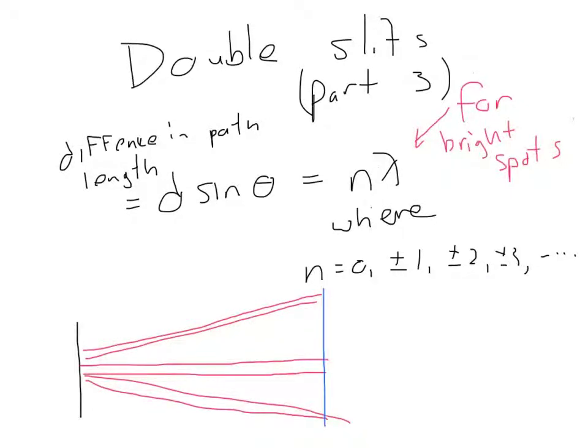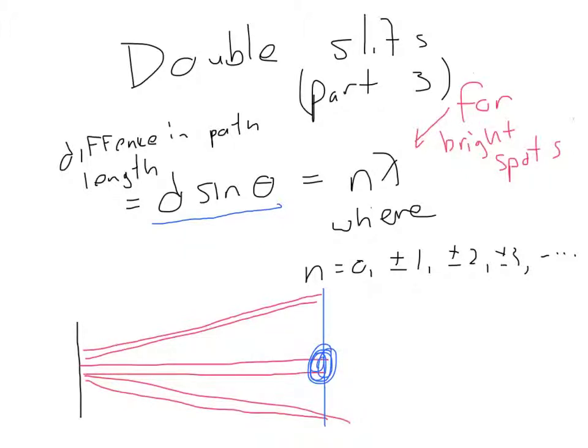Okay, this is the final video on double slit interference or double slit diffraction patterns. And what we ended up with on the last video, we came up with the relationship that the difference in path length, which we calculated to be d sine theta, where d is the spacing between the slits, and theta is the angle that the light is coming from the slits with respect to the horizontal, when that value is equal to 0, then you're right in the center here.